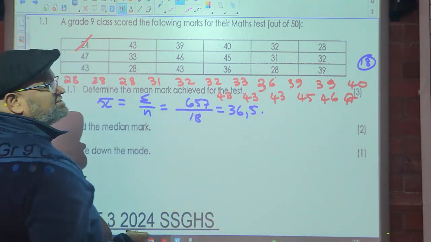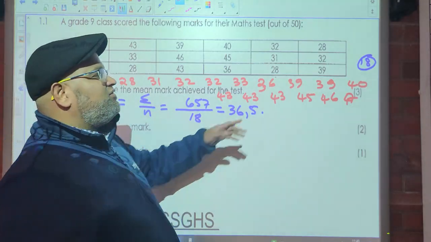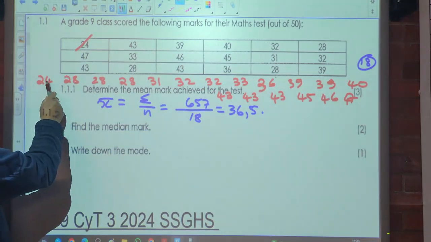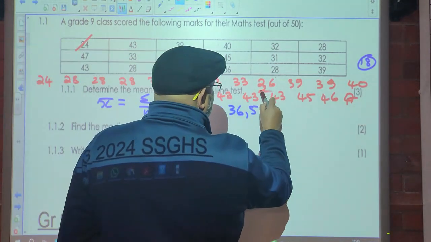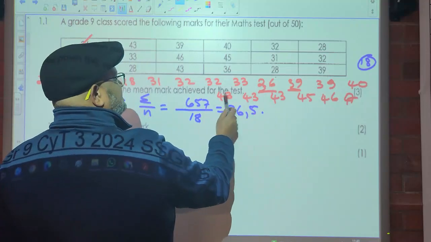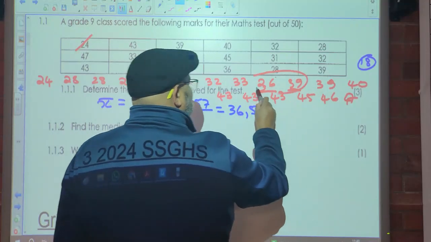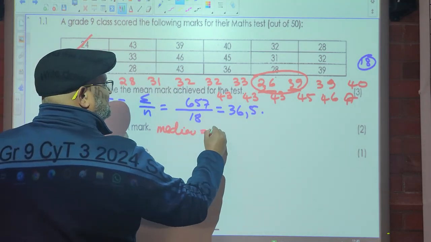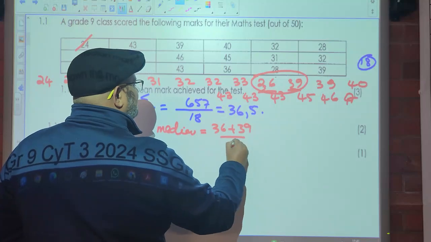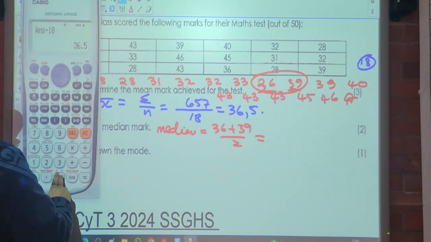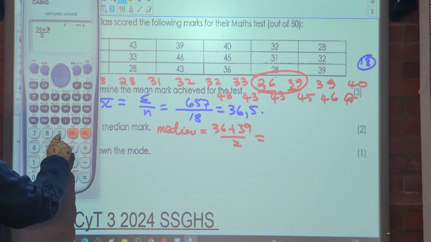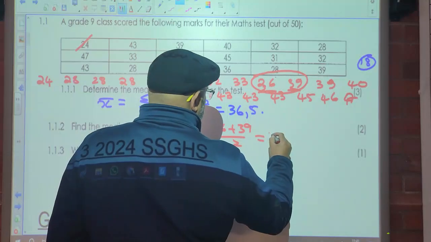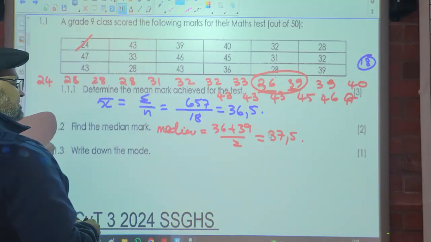So find the median mark. People, half of 18 is 9. Since it's an even amount of numbers, there are going to be 2 numbers in the middle. So it's the 9th and the 10th number. So it's 1, 2, 3, 4, 5, 6, 7, 8, 9, and the 10th. Those 2 numbers are in the middle. So for your median, it's going to be 36 plus 39 divided by 2, which gives us 37.5. You all agree with that?